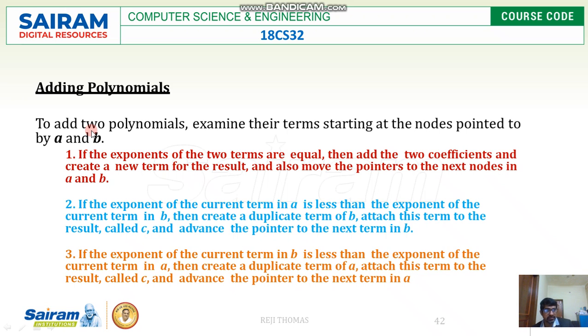So we have three cases. If they are equal, we add the coefficients and attach the result to the resultant one. If A is lesser than B, you have to duplicate B, put it in the resultant one, and advance B to the next term. Otherwise, you should duplicate the term in A, put it in the resultant, and advance the pointer to the next term in A.